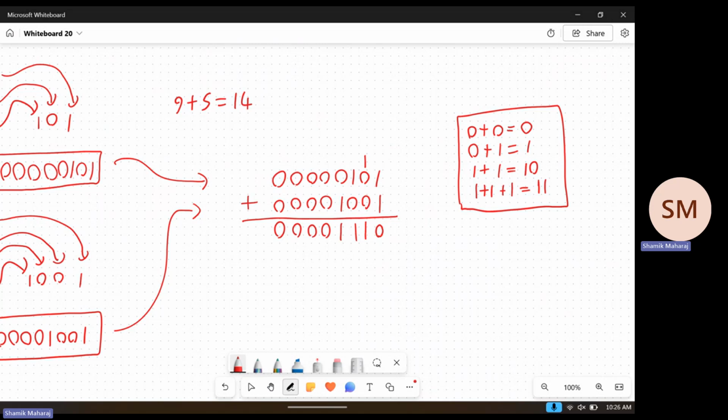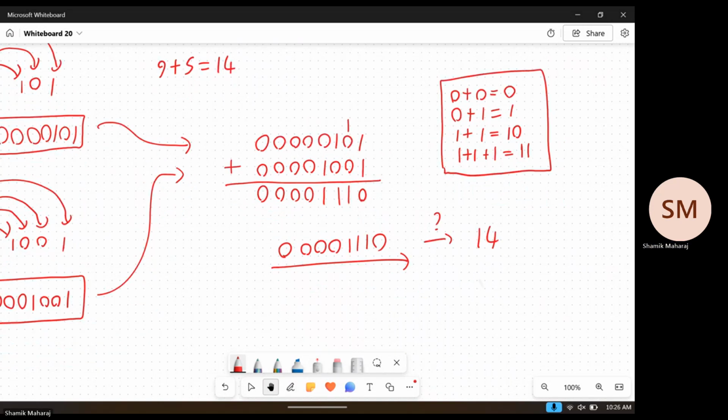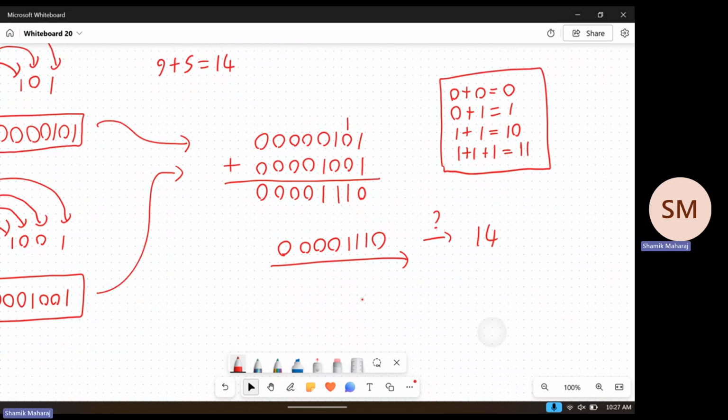Does this give us 14? Let's check. 0, 0, 0, 0, 1, 1, 1, 0. That's the answer. Does that give us 14? I think so. Yeah, it's looking good, right? That's 2 to the 1 plus 2 squared plus 2 cubed. So that's going to be 2 plus 4 plus 8, 9, 10, 11, 12, 13, 14. Okay, so thank goodness that works out.